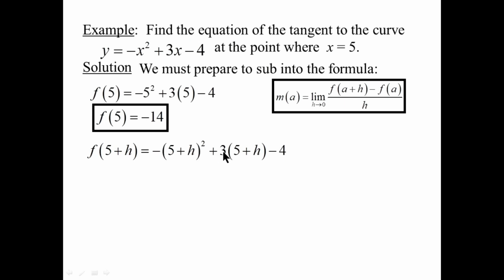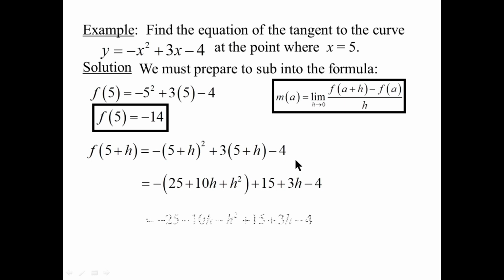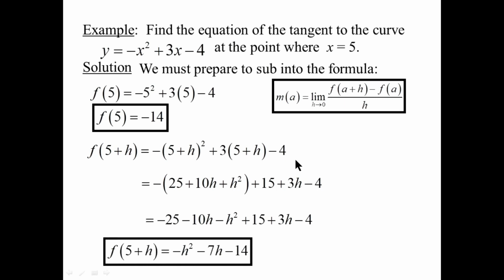Now we're going to have to square a binomial and do some arithmetic here, so it'll be negative, and then square the binomial: first term squared, double the product, last term squared, and so on. Expanding in here, we got 15 plus 3h minus 4, doing the math. See, this is way easier to do if you prepare first. This is the prep. Collecting like terms, and we have f of 5 plus h. So we have f of 5, and we have f of 5 plus h, and we're ready to take these and plug them into this formula. You see, we prepared to sub into this formula.